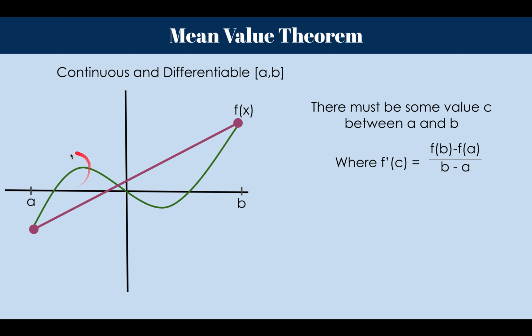And we can see this somewhere over here. If we draw a line tangent to the curve at this point, which is between a and b, we see that it's parallel to this line, meaning it has the same slope. Now let's take a look at an example to see how this can be applied.